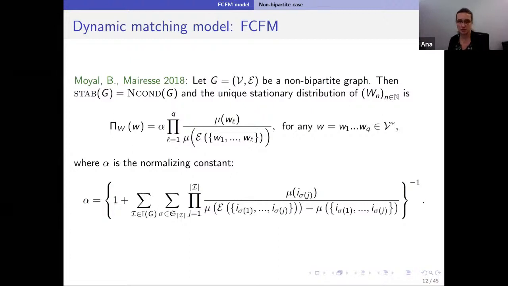The probability of a word W can be obtained as a product over all the letters of my word of mu of the current letter divided by mu of all the possible neighbors of everything I have seen so far. And the normalizing constant can also be expressed in terms of independent sets and the permutations over the items within an independent set. So we have a closed form expression for the normalizing constant, but as you can see, it involves all the independent sets and permutations over the sets themselves.